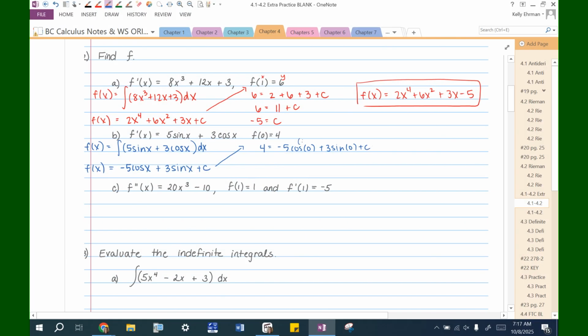Cosine of 0 is 1. Sine of 0 is 0. So this is just 4 equals negative 5 plus c. So c equals 9. And then writing the f of x, f of x is negative 5 cosine x plus 3 sine x plus 9.